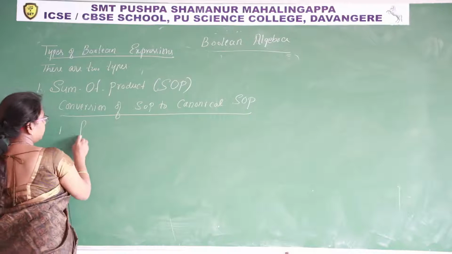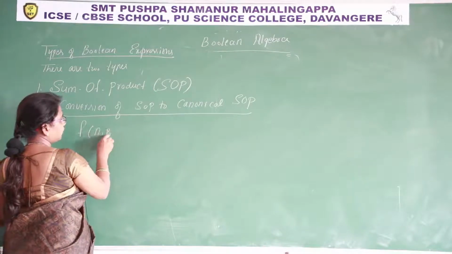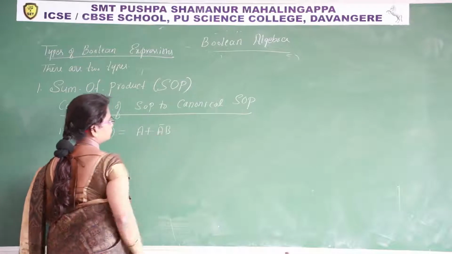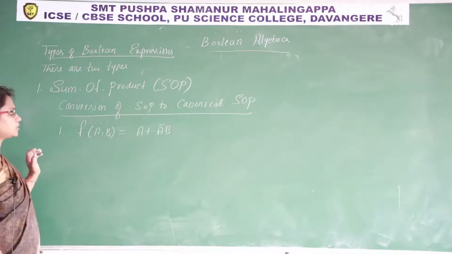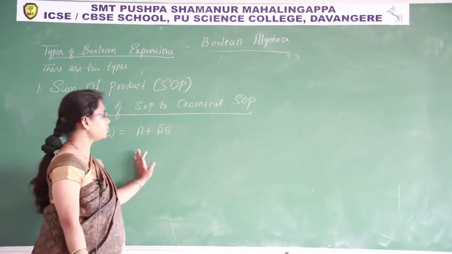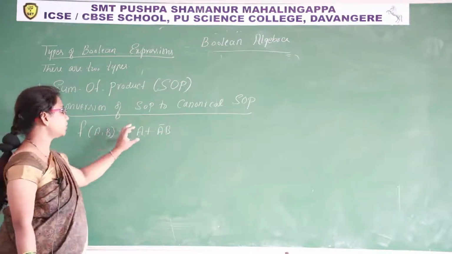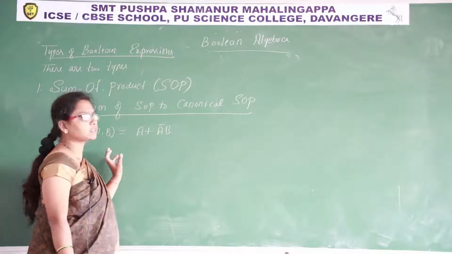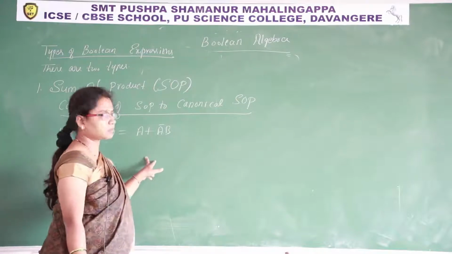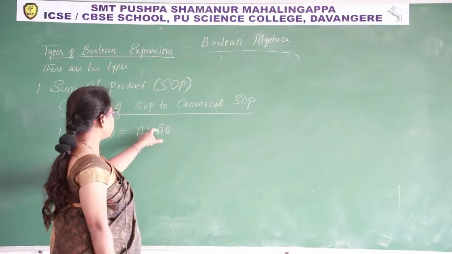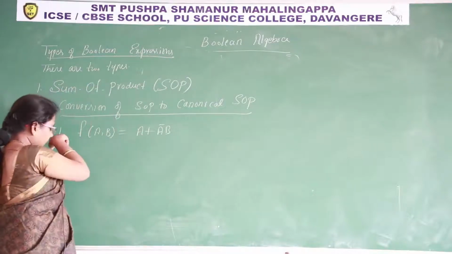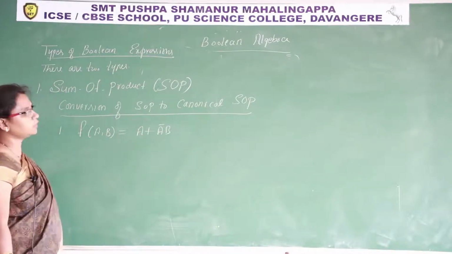First one, f of a comma b is equal to a plus a bar b. So this is a given expression. This is not a canonical SOP, it is a SOP expression because in all sub expressions all literals are not there. It has two sub Boolean expressions. In one all variables are there, here one variable is missing. Then how to convert it into canonical SOP?